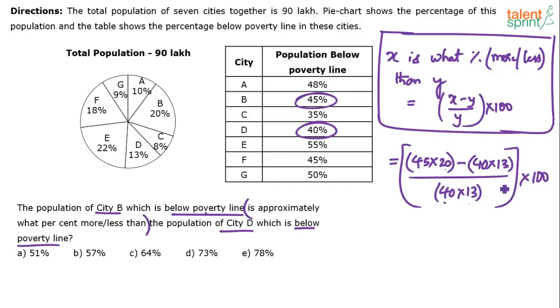So 45 into 20 minus 40 into 13, divided by 40 into 13. X minus Y by Y. The denominator is very important. The denominator should be Y. It should not be X. It should be Y. Now do the calculation.